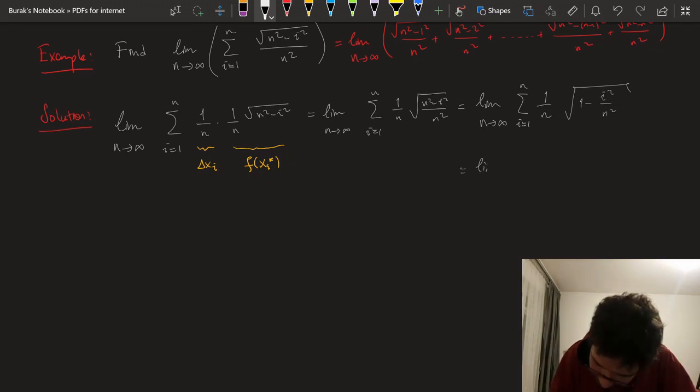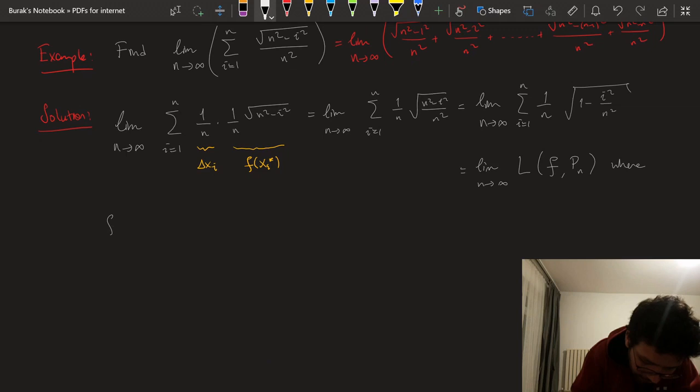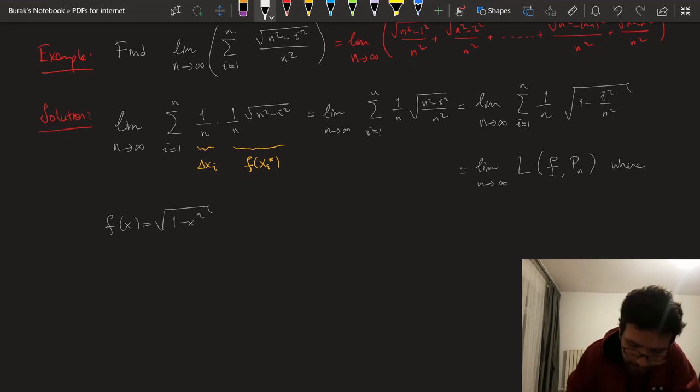Now this is exactly the Riemann sum. This is actually exactly the lower Riemann sum of the function f corresponding to the partition Pn, where f of x is square root of 1 minus x squared and Pn is this partition of [0, 1].